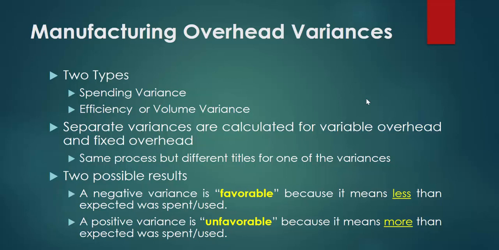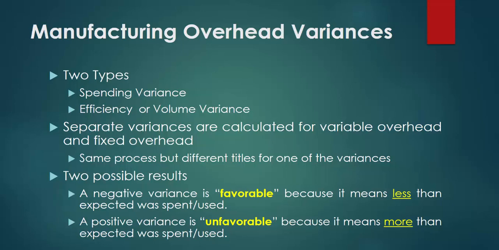In this video, we're going to be discussing manufacturing overhead variances. There are two main types. There's a spending variance, which relates to a difference in price, and then there is an efficiency or a volume variance, which relates to a difference in quantity.